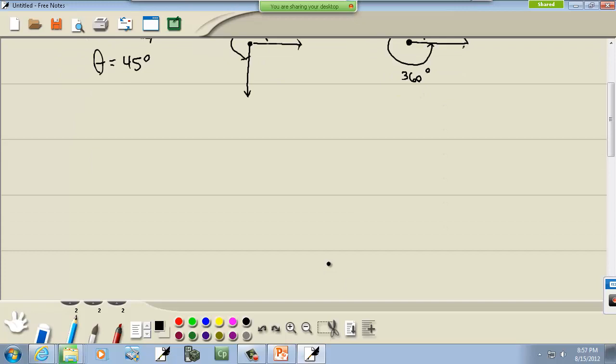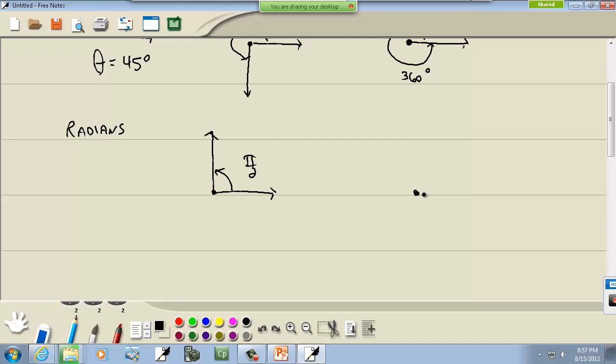Now, we have another way of measuring an angle called radians. And to give you an idea here, here's my initial side, and here's my terminal side. Remember, this was 90 degrees in degrees. In radians, this would be pi over 2.